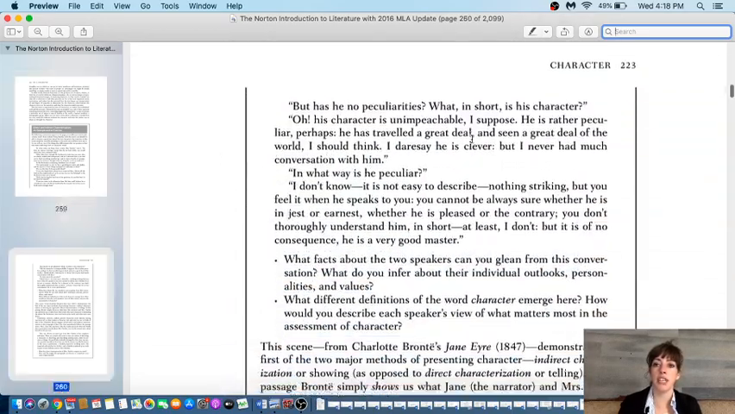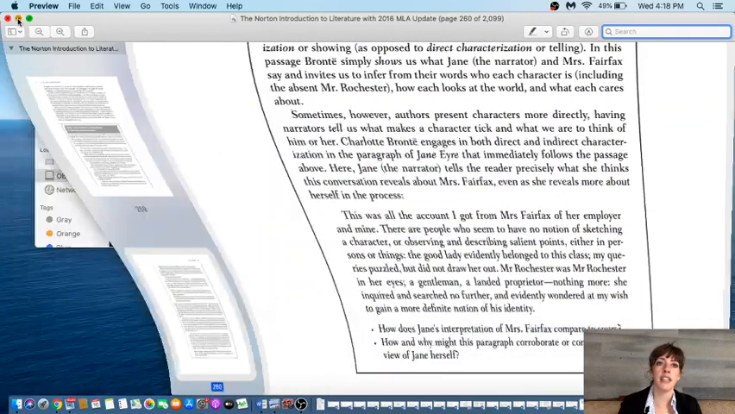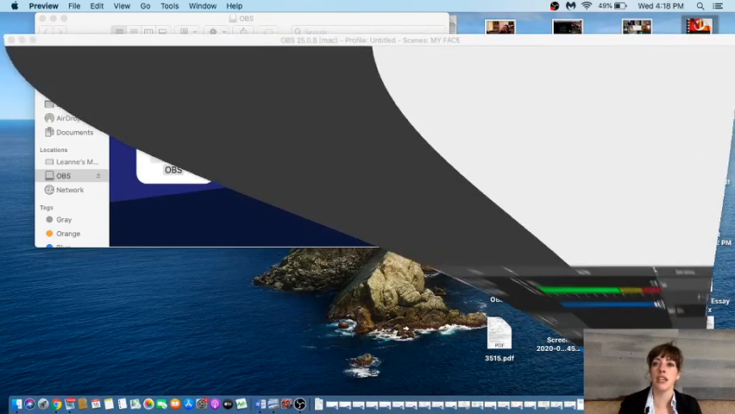So do go ahead and read both of these and think about them as you read the stories for this week.